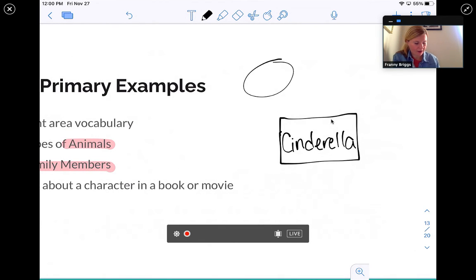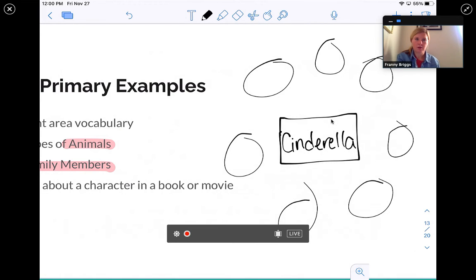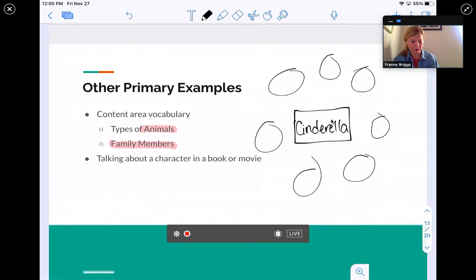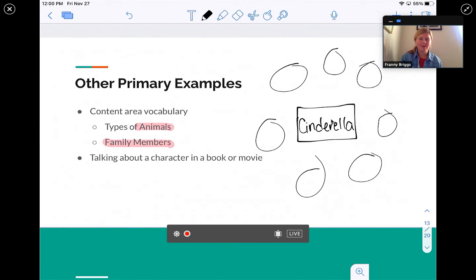And then they had to write things about her around it. So maybe they have to read a story and then create a telling frame about the main character. That's a really great activity, especially if you connect it to a small writing assignment. Okay.